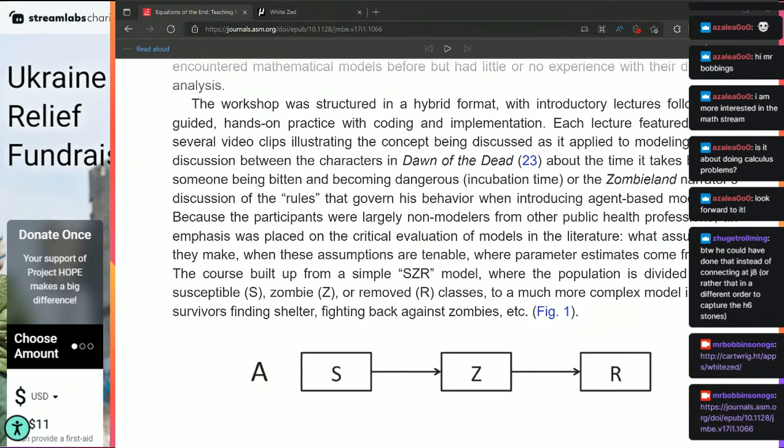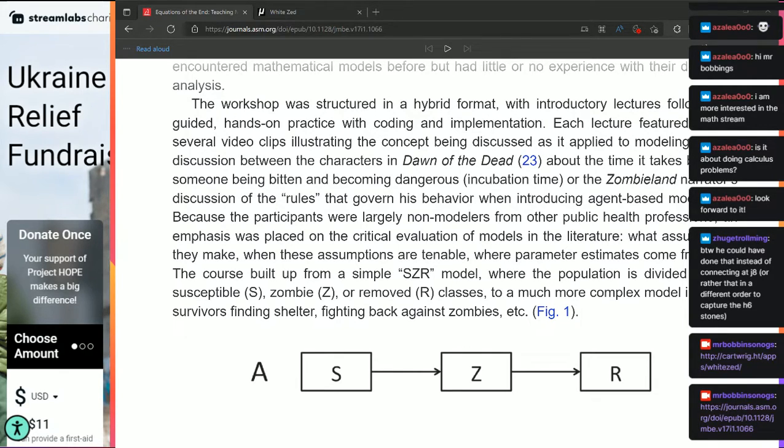E.g., what does e.g. mean? Example? Or as in? As in a discussion between the characters in Dawn of the Dead about the time it takes between someone being bitten and becoming dangerous, or Zombieland's narrator discussing the rules that govern his behavior while introducing agent-based models.